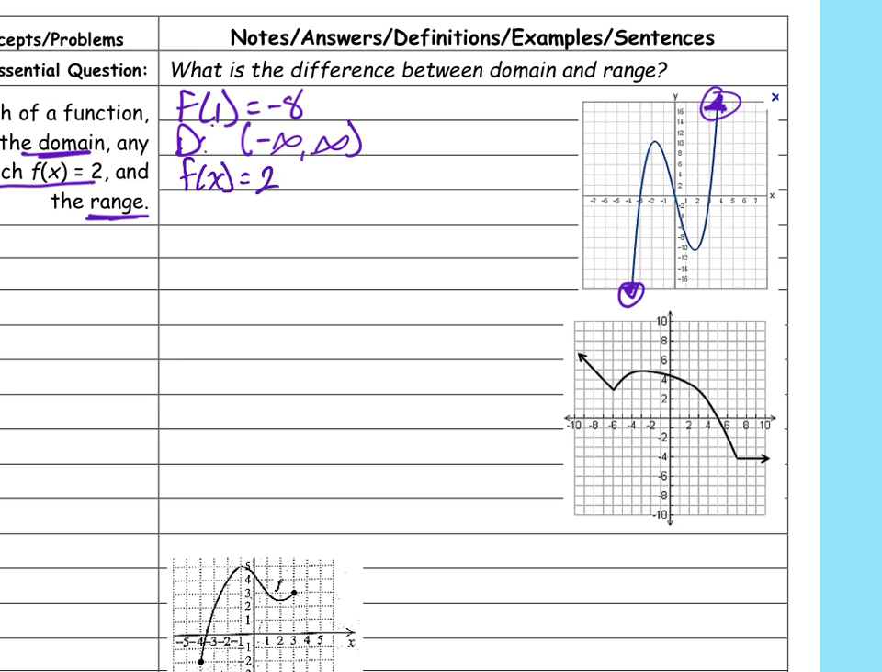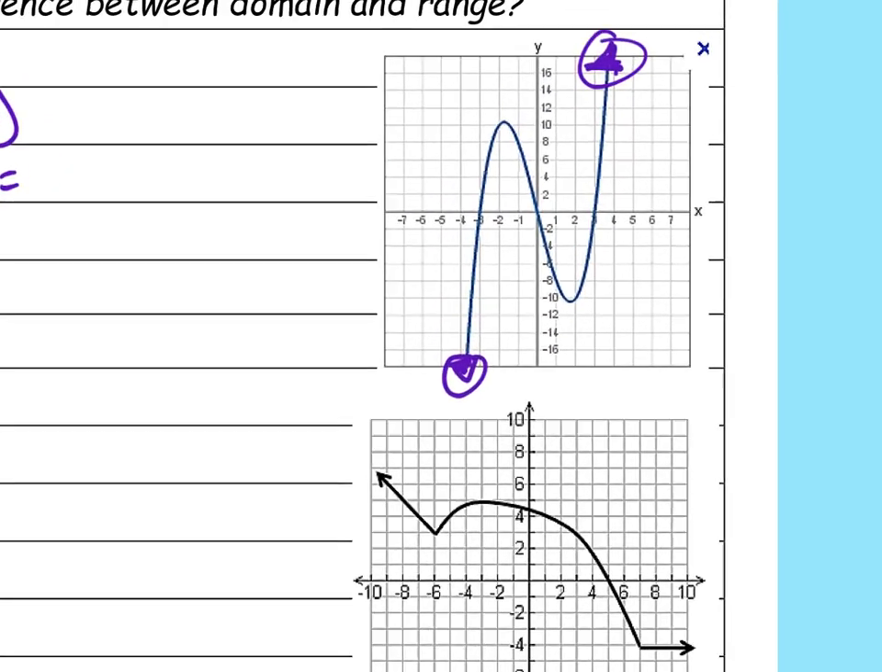Okay? And then the next question's a little harder because it says f of x equals 2. So this says y equals 2. What does x equal when y equals 2 is basically what it's asking. So I'm going to go to y equals 2. I'm going to blow up the graph really quick. Is that okay? So you guys can see it a little better.